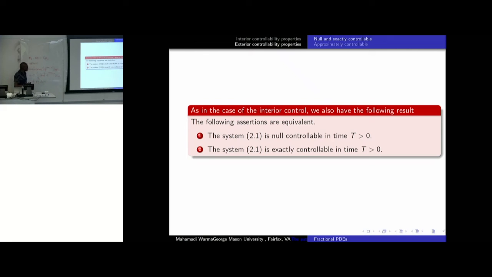Then also here, as in the case of interior control, null controllability is exactly equivalent to exact controllability. Okay, the system is null controllable in time t if and only if the system is exactly controllable. The proof is exactly the same.